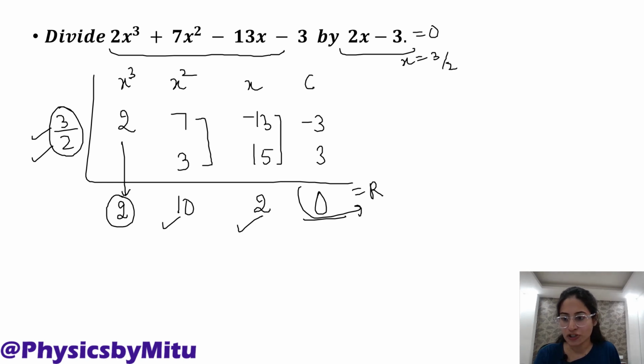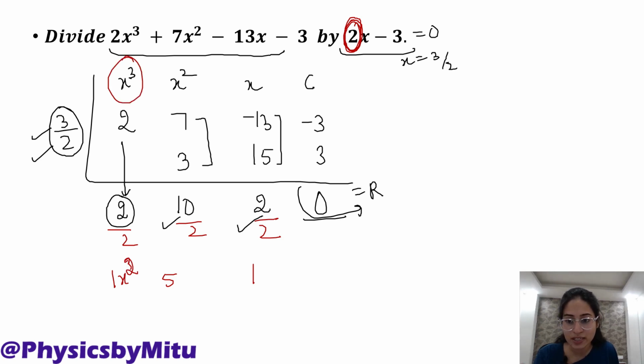Now how to find the quotient polynomial? A here is 2. Divide these coefficients by 2. So 1, 5, 1. This is coefficient of x square, because ये हमारा cubic polynomial था, तो quotient will be quadratic polynomial. This is x square, 1x square plus 5x plus 1. This is quotient polynomial and remainder is 0.